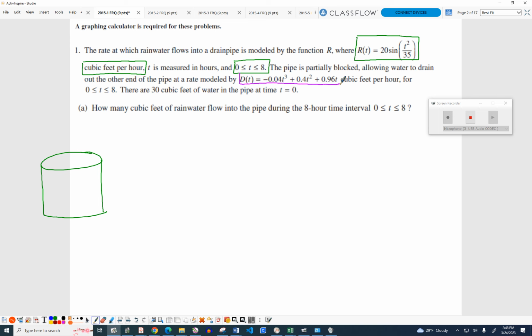I can virtually guarantee you that on an AP test, they give you an in rate and an out rate. You might as well write this down on your test: A of T equals the amount of water in the tank, in the pipe. Like, you're going to need it.